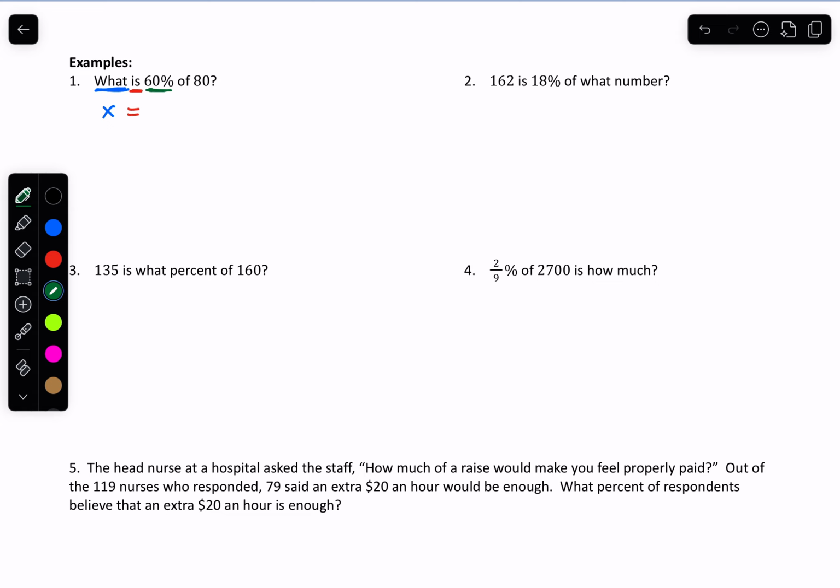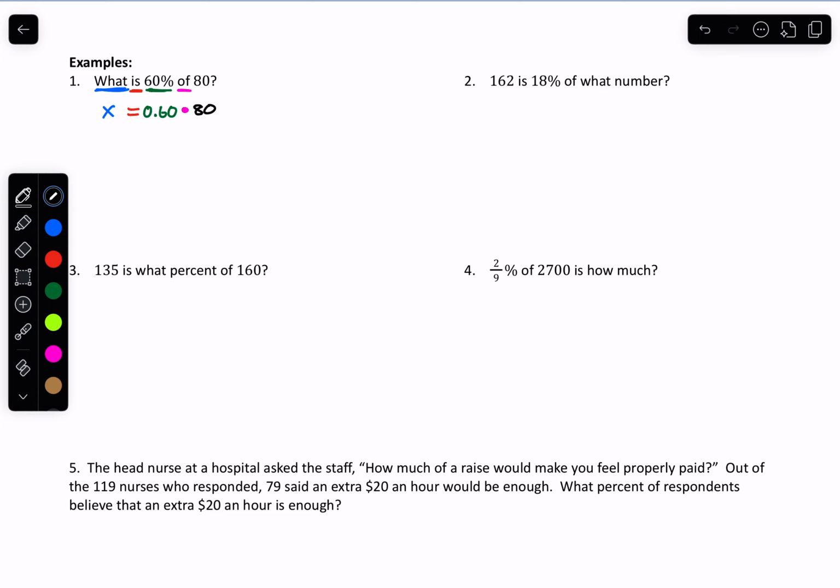60% we need to convert to either a decimal or a fraction. Usually we use decimals, but you're more than welcome to use fractions if that's what you prefer. But as a decimal, 60% is 0.6 or 0.60 if you want to write that extra zero on it. The word of means multiply. So I'm going to put a dot there for multiplication. And then 80 is just a number, so we're just going to write 80 as what we multiply by.